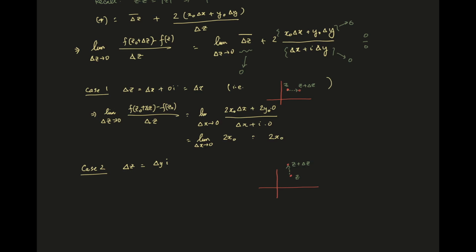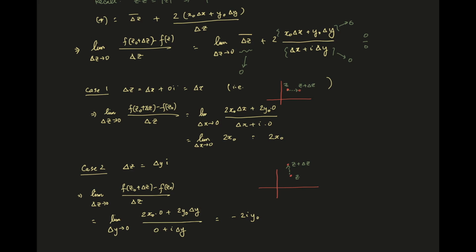Okay. Similarly, for the case when all the change happens in the vertical direction, that is delta z is simply delta y times iota, we can perform the same calculation. Then this becomes the limit as delta y goes to 0 of simply 2 times y naught times delta y divided by iota delta y, which is minus 2 iota y naught. So the first one is the horizontal limit and the second one is the vertical limit.